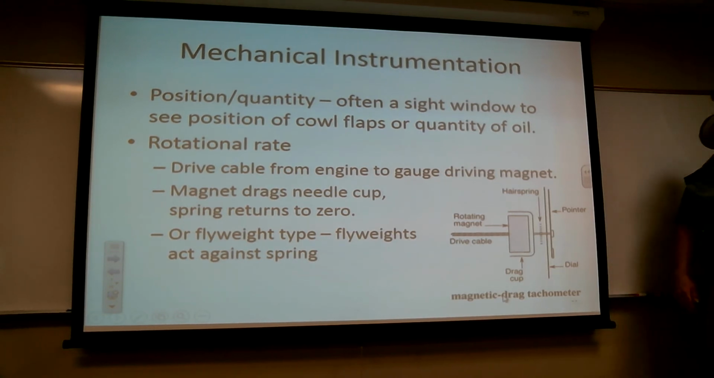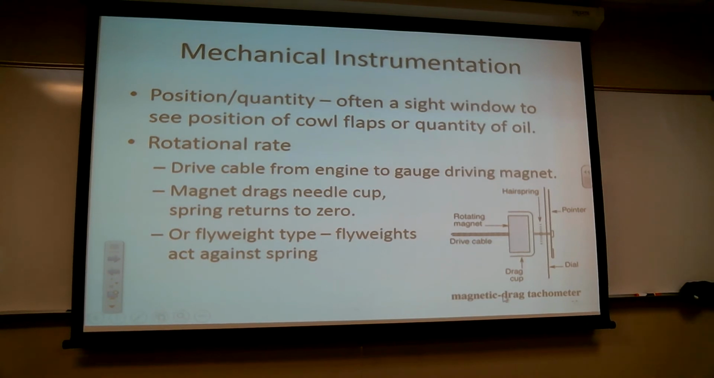Cowl flap might be electrical switches. They might even have a cable hooked up somewhere to the cowl that then runs over inside the cockpit and drives a little arm that sits in a slot, and as that arm goes up, it tells you the cowls are closed or cowls are open.